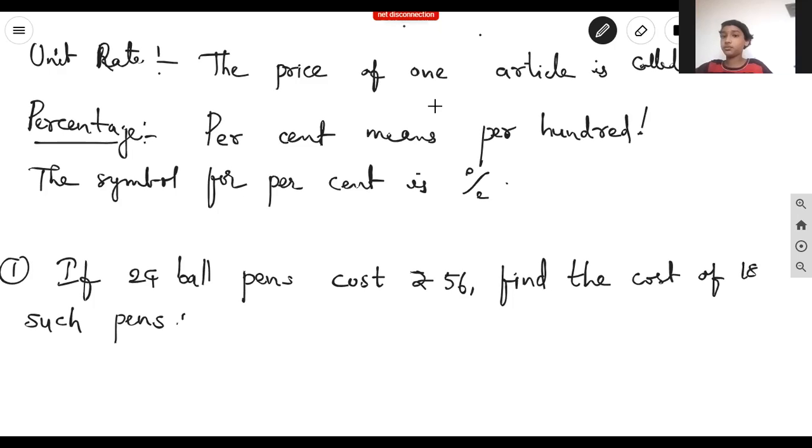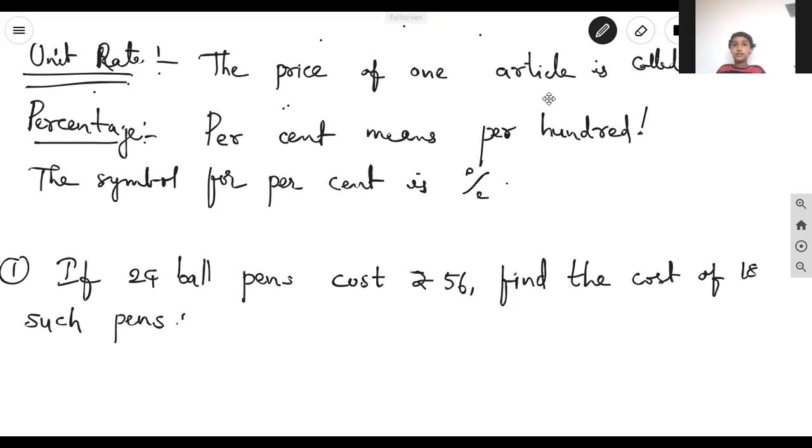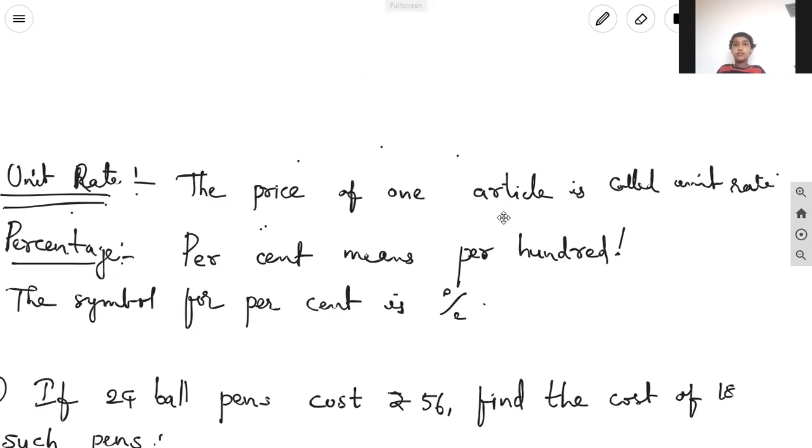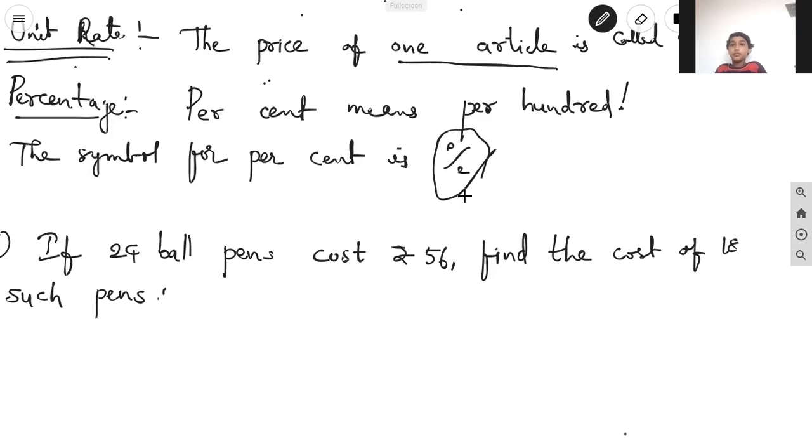Now we are going to discuss topics in commercial arithmetic. That is transaction, percentage, profit and loss. In that, the first term definition is unit rate. Unit rate means the price of one article is called the unit rate. Percentage means percent, per 100. It is denoted by the symbol with a cross line and small zeros up and down.